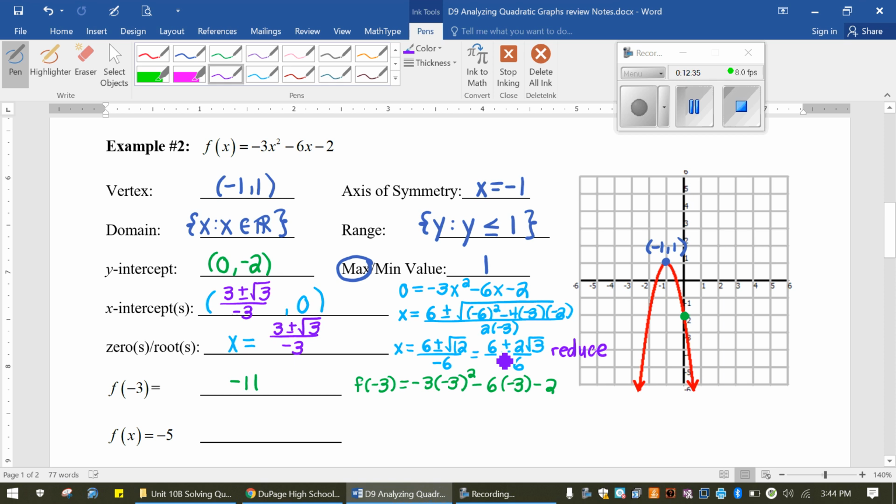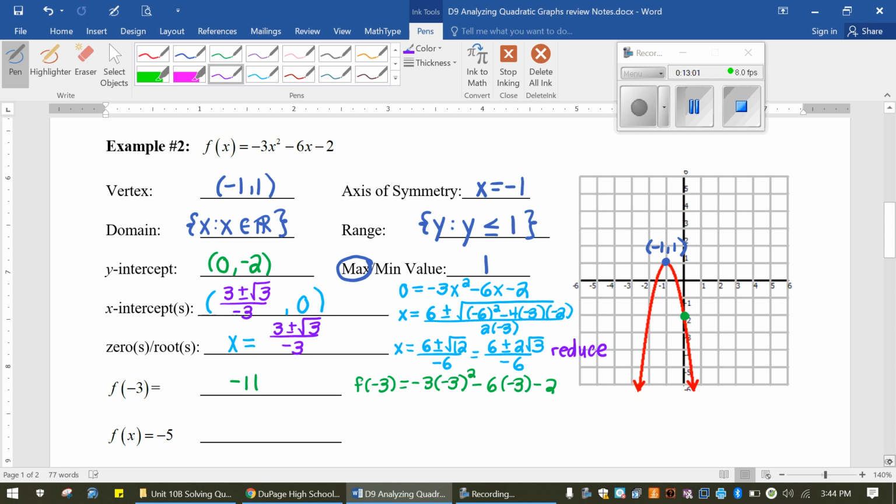And then you can take your 6, your 2, and your -6, and you can reduce those each by 2 because they're all even. And what we get then is 3 plus or minus the square root of 3 over -3. I'm okay if you're taking this -3 and you're putting it up here instead. It is the same answer. Both of them are correct. All right, so for the x-intercept, we write it as a point. For the 0 or the root, we write it as x equals.